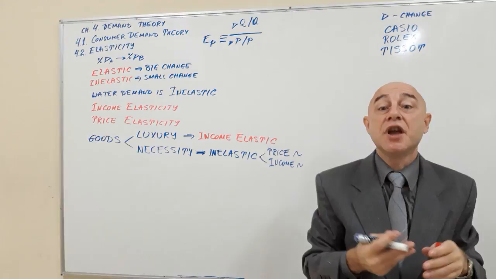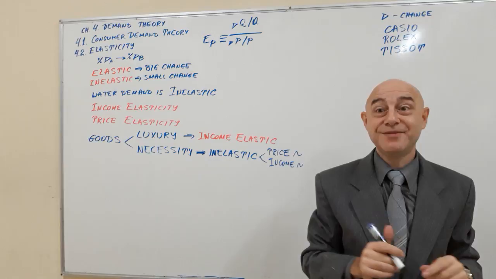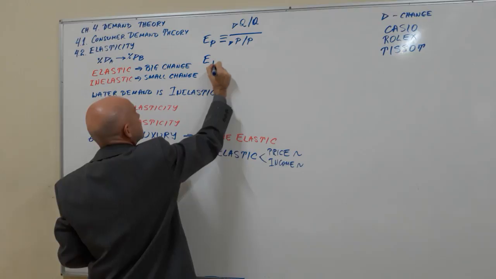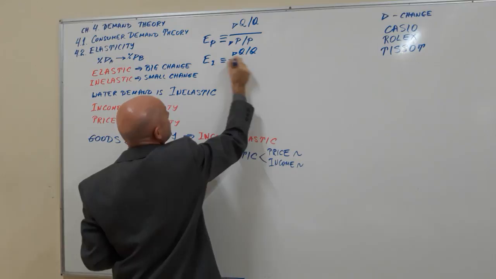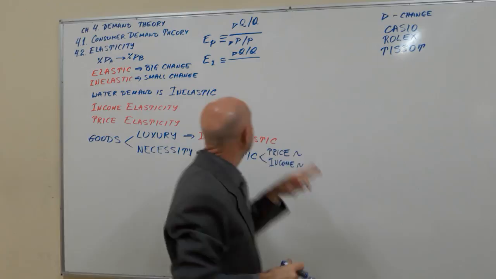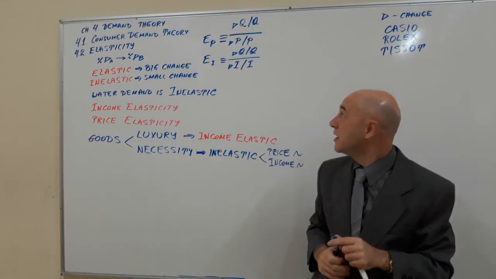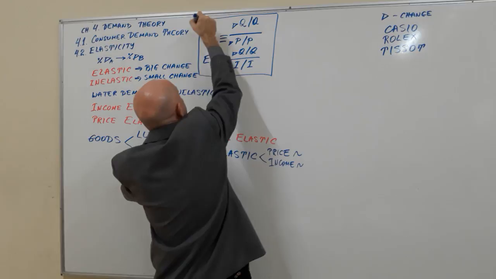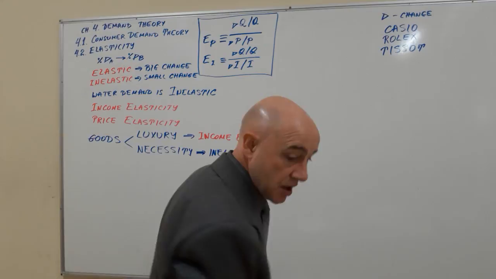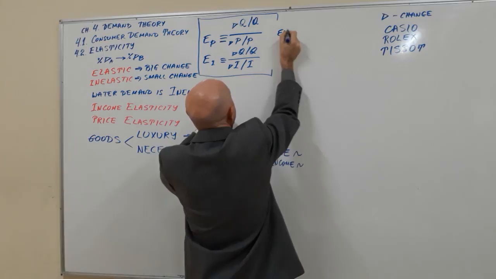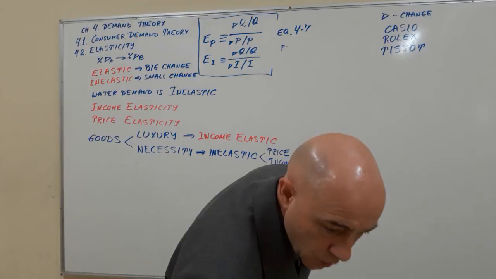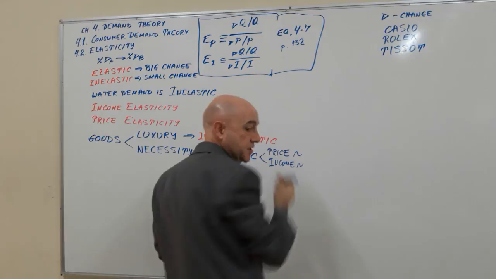Now, it should be very easy to write the income elasticity. Can you do the income elasticity? Elasticity of income, by definition, is the percentage change in quantity, and here it becomes change in income divided by income, which gives you the percentage change in income. Okay, so these are the basic definitions. These are the equations. Let me write it out here. Equation 4-7 on page 132. Let's see what else I have so that we can complete today.